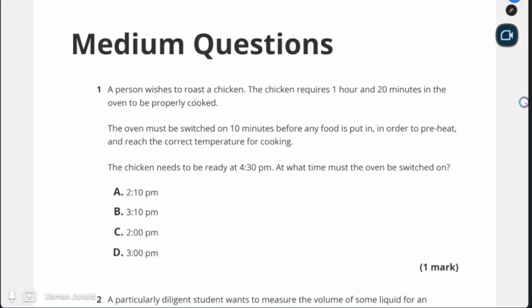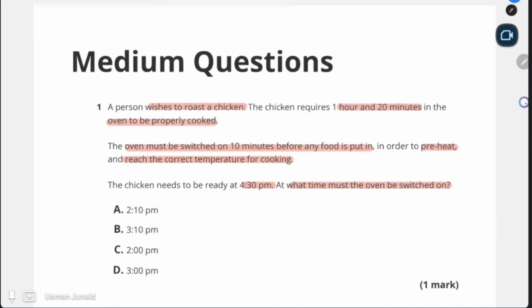A person wishes to roast a chicken. The chicken requires 1 hour and 20 minutes in the oven to be properly cooked. The oven must be switched on 10 minutes before any food is put in, in order to preheat and reach the correct temperature for cooking. The chicken needs to be ready at 4:30 p.m. What time must the oven be switched on? So you've got 10 minutes here, so an hour and 30 minutes before that is 3 p.m.